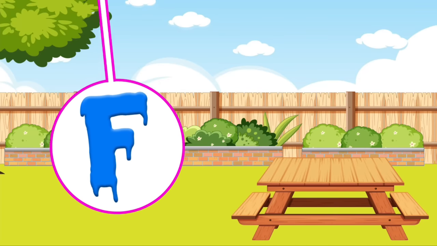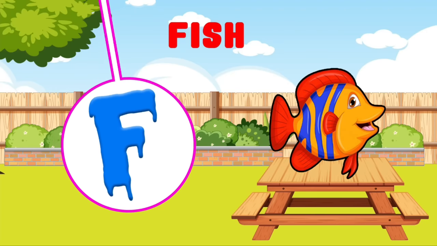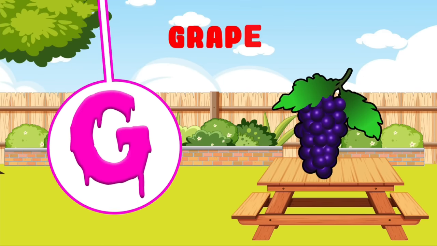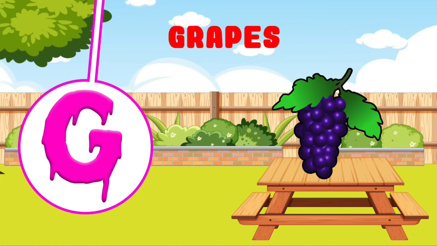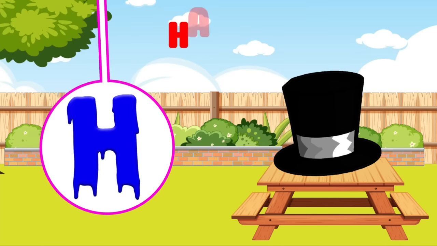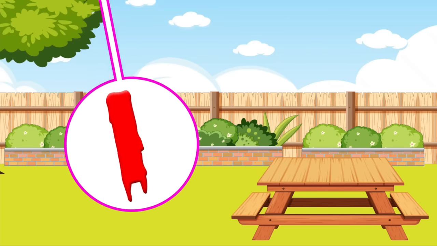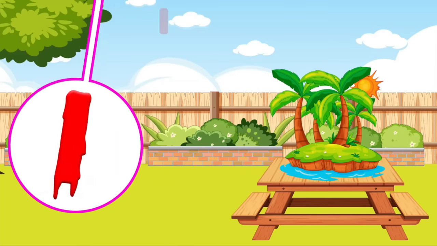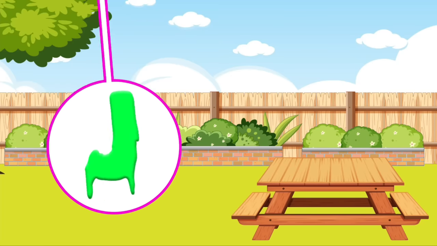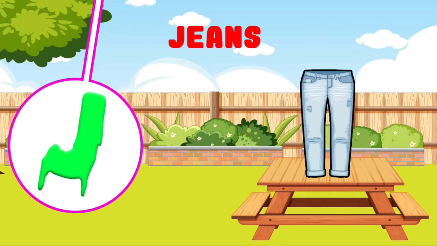F. Letter F is for fish. G. Letter G is for grapes. H. Letter H is for hat. I. Letter I is for island. J. Letter J is for jeans.